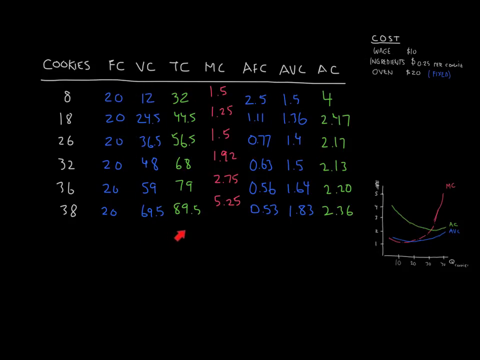And then the total cost, that's just adding the fixed cost plus the variable cost, and that's 32 for 8 cookies. And when we made 18 cookies, we can see that it's 20 plus 24.5, which is $44.50. So the total cost is the cost of making all these different amounts of cookies, fixed cost plus the variable cost. Now the marginal cost.